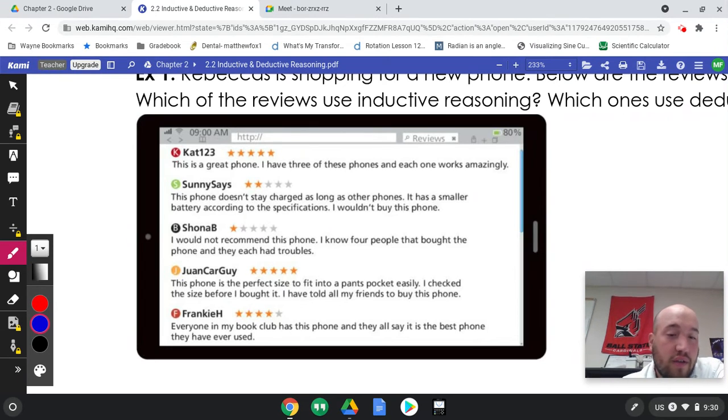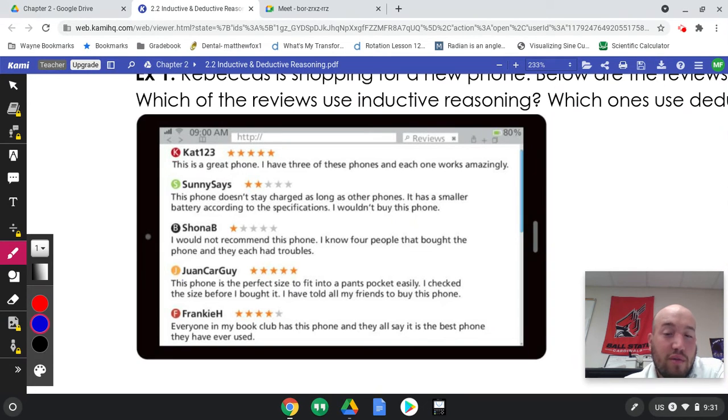Juan Car Guy, this phone is the perfect size to fit into a pants pocket easily. I checked the size before I bought it. I have told all of my friends to buy this phone. Okay, this one you could probably argue either way. It says he checked the size before I bought it. Now, does that mean he just kind of looked at it? If he looked up the size and knew the exact size of his pocket, then that would be deductive. If you just kind of reasoned and said, well, that looks about the size of something that would fit in my pocket, then that's inductive.